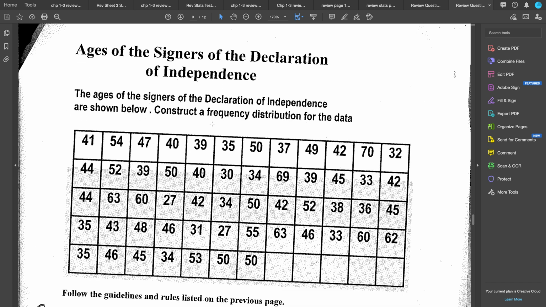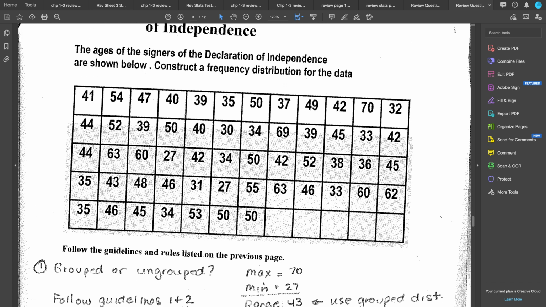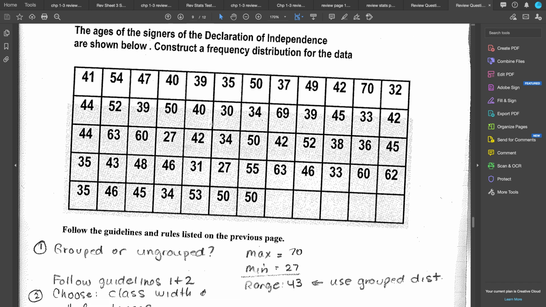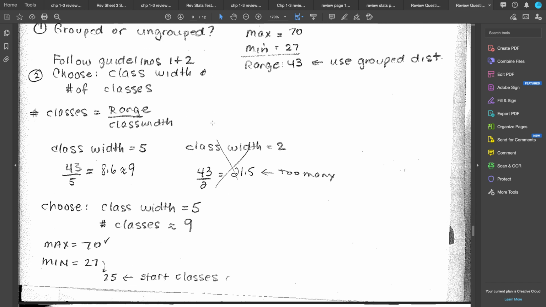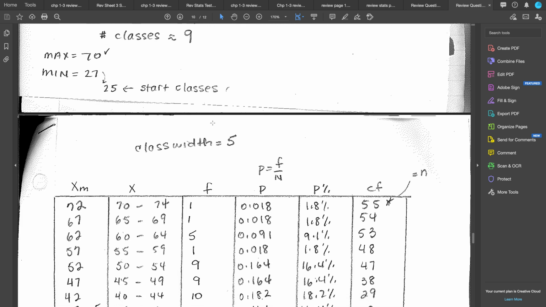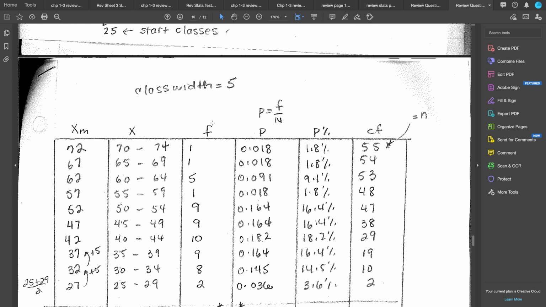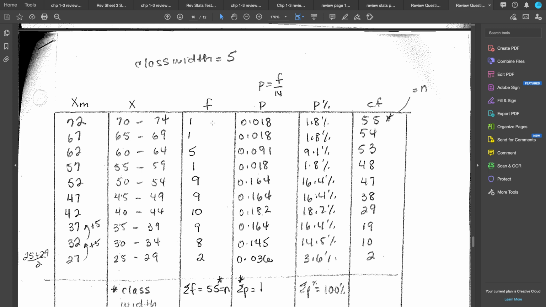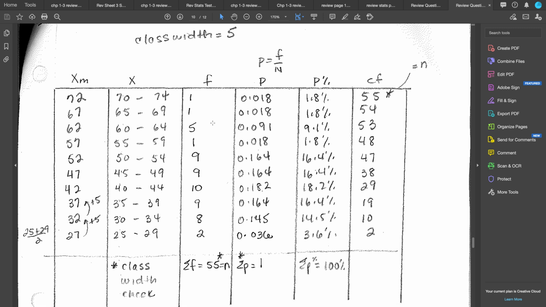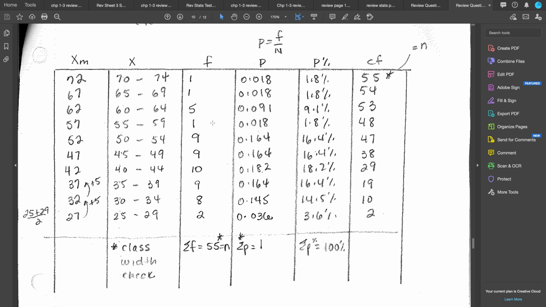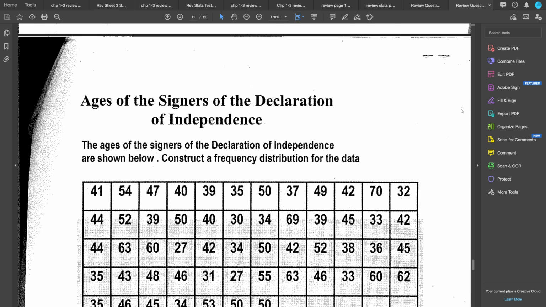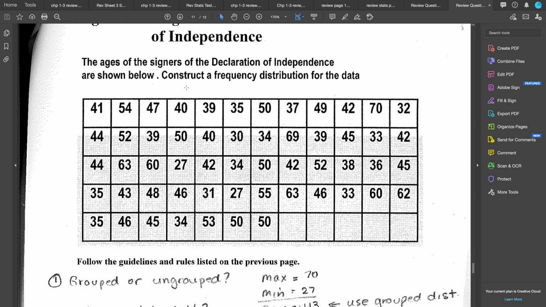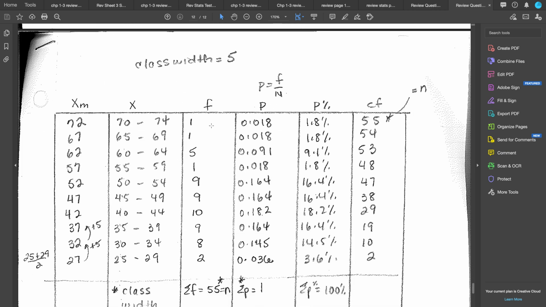All right, ages of the signers of the Declaration of Independence. Is it grouped or ungrouped? I'm not exactly sure where this is coming from here. I guess when she did this, she put it into a table. I didn't see a question earlier. I'm sorry if I missed it. But here's a look at what the table comes out to. Oh, construct a frequency distribution for the data. I missed that. Here's your frequency distribution right there.